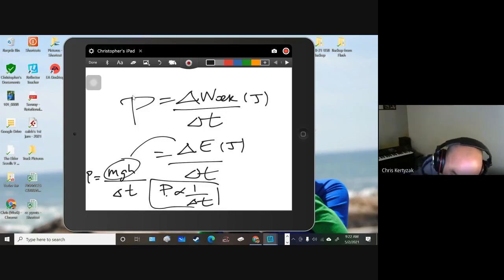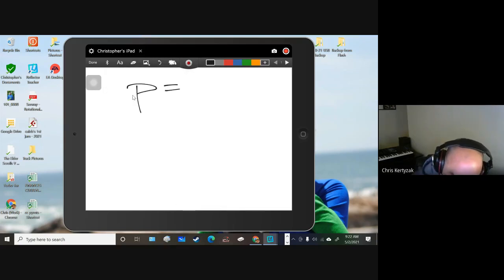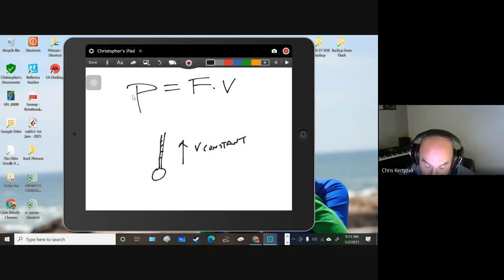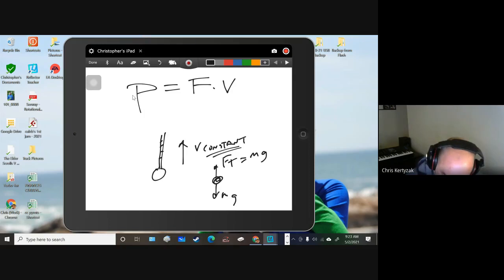Lastly, I will point out that there's another formula. This is on your equation sheet, F times V. Usually they say some crane or something is lifting this at a constant speed, by a crane, what is the power of the crane? If it's going at a constant speed, well, that means the lifting force from the crane, which is the tension, is equal to mg, since it's constant speed, not accelerating. And then that means that force, F_T, would just be mg because it's lifting it at a constant speed.